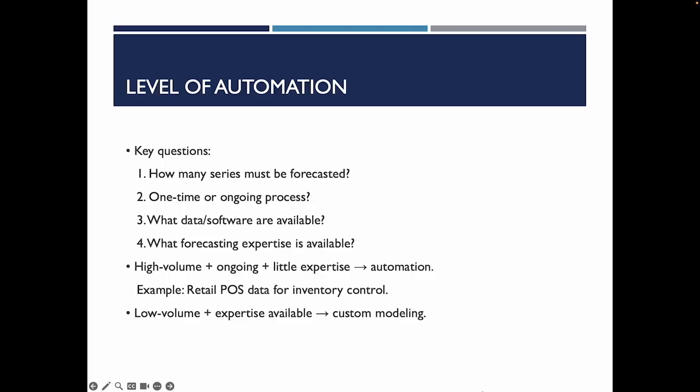What data software is available? Do you have Python? Do you have R? Do you have specialized software, or do you have only Excel? Because Excel is not powerful enough to do all of these complex analyses. And what expertise is available? Do you do the forecasting yourself? Do you have a team with you? Are non-experts there? Then you have to look at the implications. If you have many series, ongoing forecasts, and little expertise, then automation is important here, like using automated software, right? So the automation decision depends on the scale, frequency, data or software availability, and who is going to maintain that system.